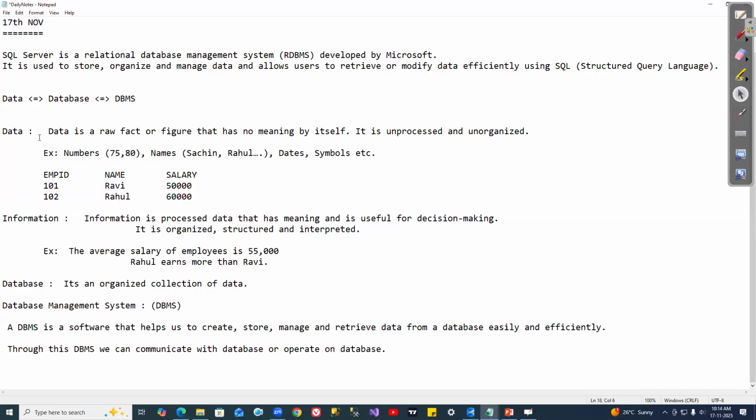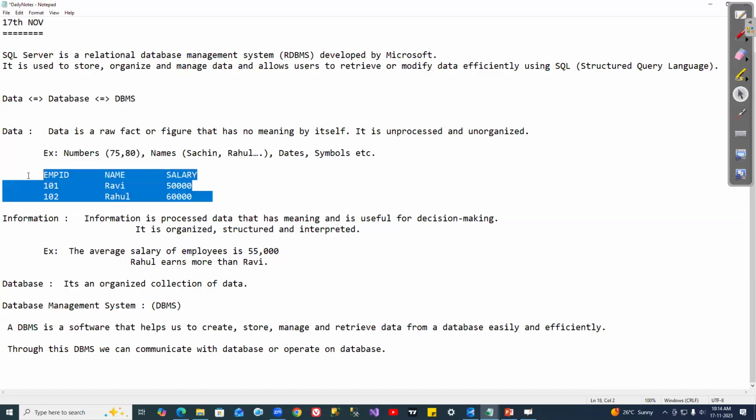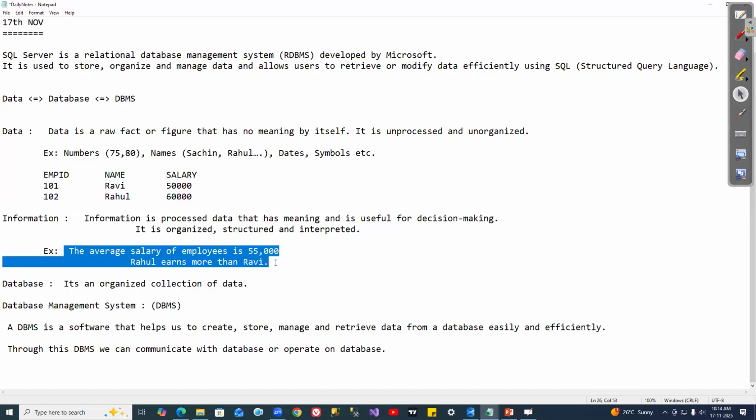Actually, we also have information, and there is a slight difference between data and information. Let us see this. Information is processed data that has meaning and is useful for decision making. It is organized, structured, and interpreted. If you write that the average salary of employees is 55,000, this is meaningful information. Here, it is just data, unprocessed, whereas here it is processed data.